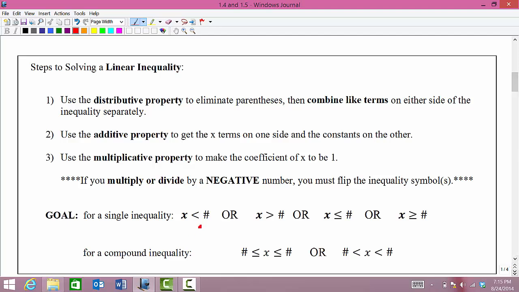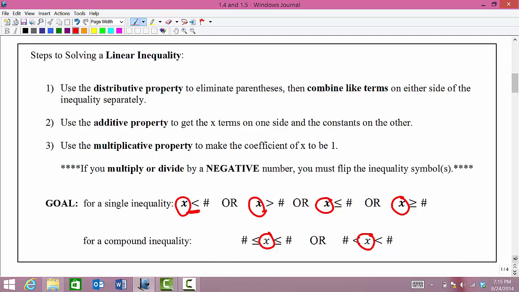Our goal, if we have one inequality symbol, is to get x by itself on one side of that inequality symbol. If we have a compound inequality where we have two inequality symbols, then our goal will be to get x by itself in the middle of those two inequality symbols.